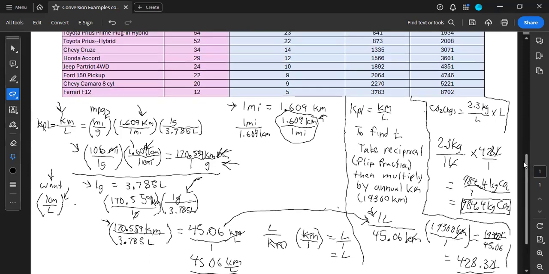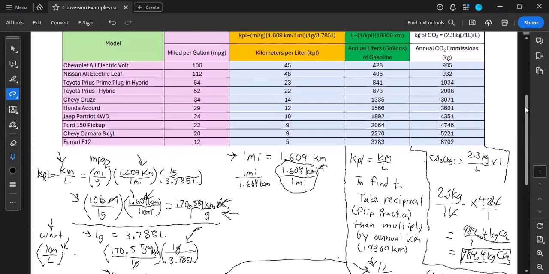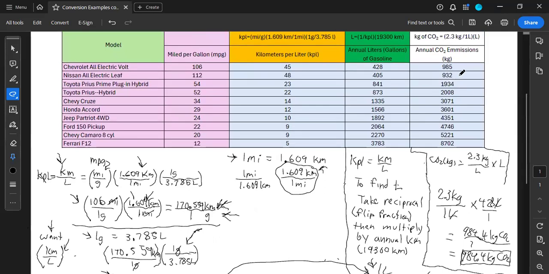So if we go back up to the top here, we should see a number very close to that. Yes, it is. We calculated 984.4 kilograms, and that's because we rounded off to 428. And in the chart, it said 985 kilograms, which is close enough. So there you see, guys, how we can use conversion factors to calculate, based on a measured unit, other parameters in whatever units we want to calculate, as long as we have the proper conversion factors, like you see here, that we've written out.